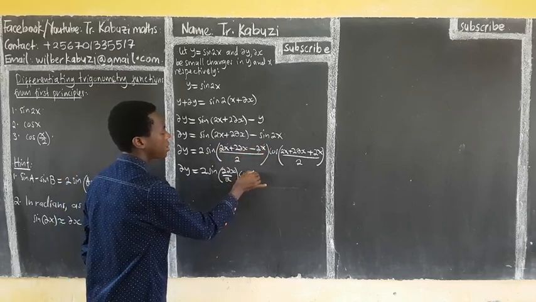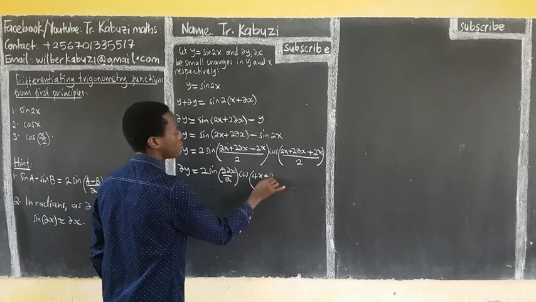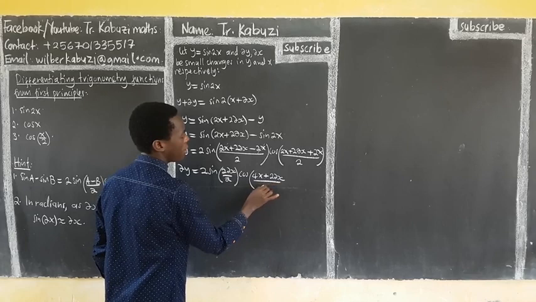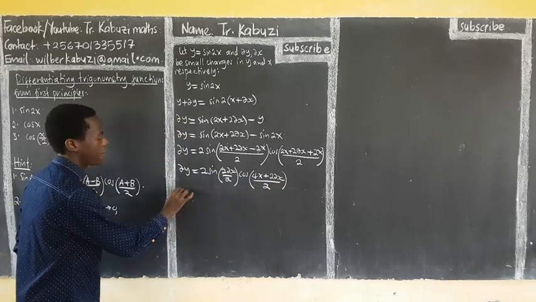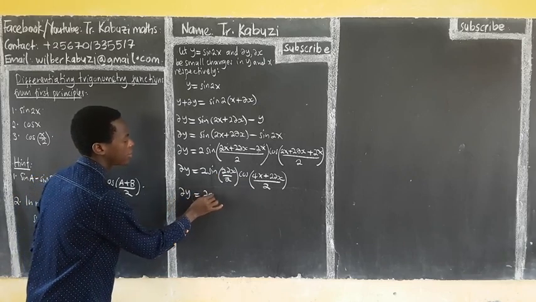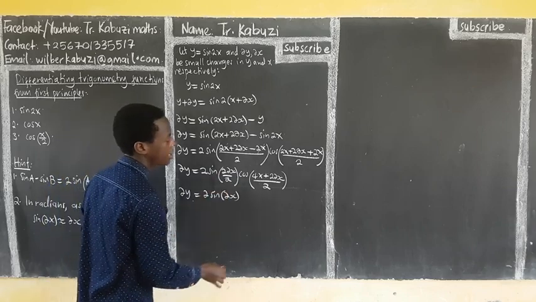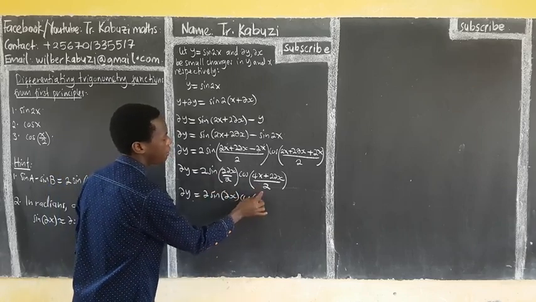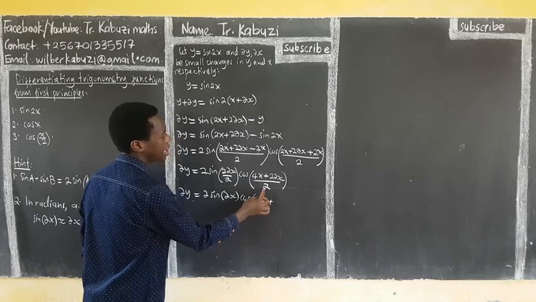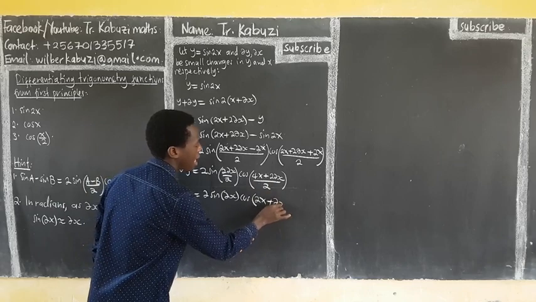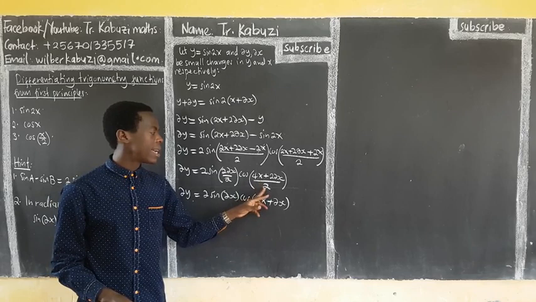Then we have cos of, now this and this, we get 4x, then plus 2 delta x, the whole over 2. Then you see that this one cancels, so we have delta y equal to 2 sine delta x, these two vanish. Then cos of 4x divided by 2, we get 2x plus this divided by this, we get delta x.